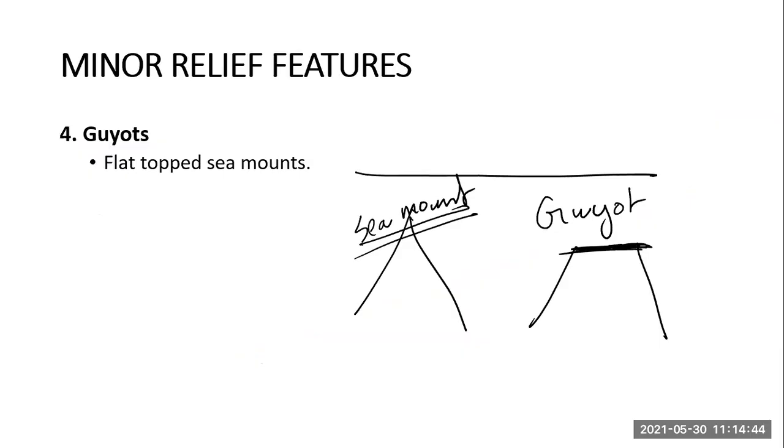The formation is a pretty complicated one. It will require some time to discuss the formation of a guyot. I will explain it through the mechanism of seafloor spreading. That's a bit complicated, so that's the reason why I'm not discussing the formation of a guyot now. The flat-topped seamounts are what we call a guyot. You can draw the picture and write the definition.